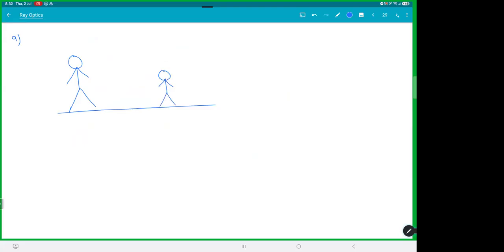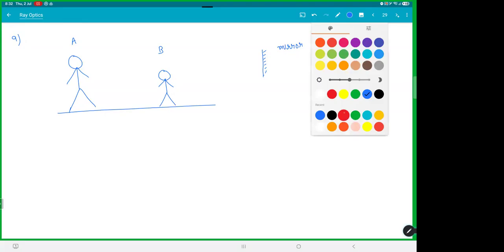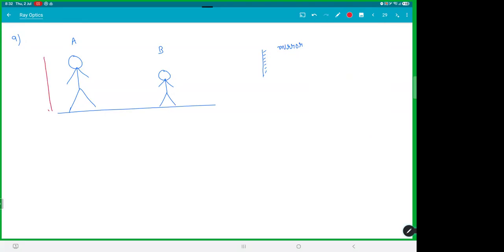Great. Let's start off with a question. So let's say we have two people here, A and B, and there is a mirror here. The height of this person is 2h. The height of this person is h. This distance between them is h. This distance is also h.